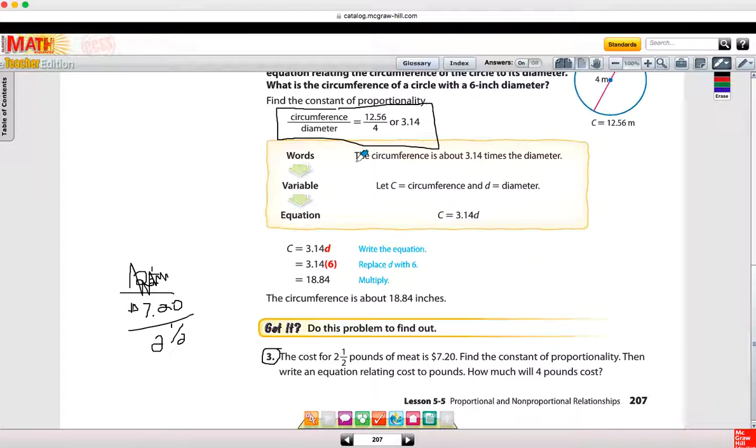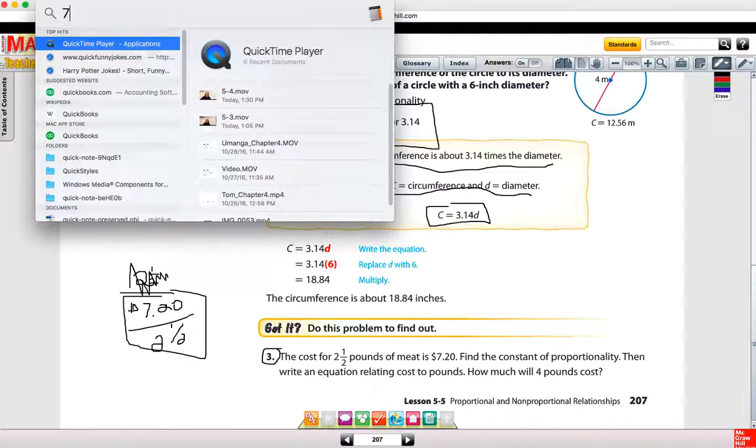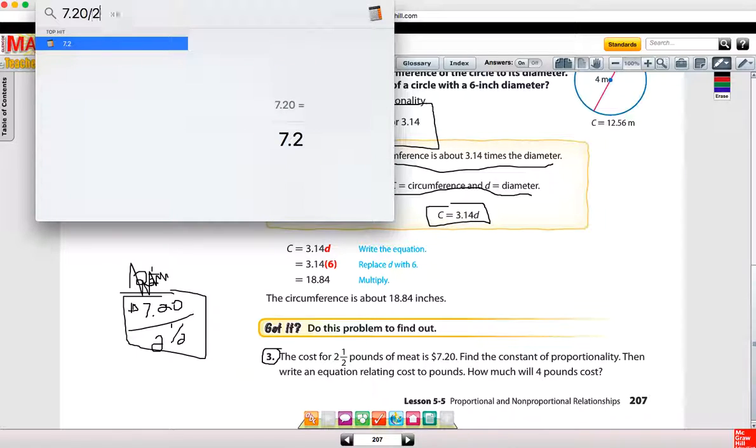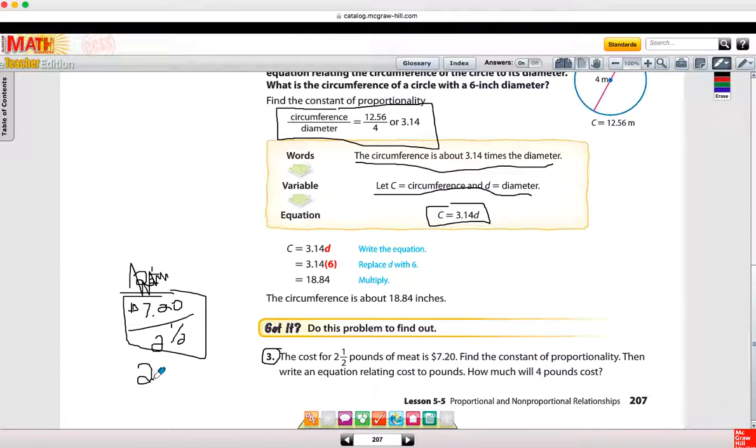So again, we're looking for a way to write something from words to an equation, making sure that we have some sort of variable in there that we do not know. So what we know is $7.20 divided by 2.5. So I'm going to take my calculator and take $7.20 divided by 2.5. And that will give me that each pound of meat costs $2.88. Okay, once we know that constant of proportionality, we can write an equation.